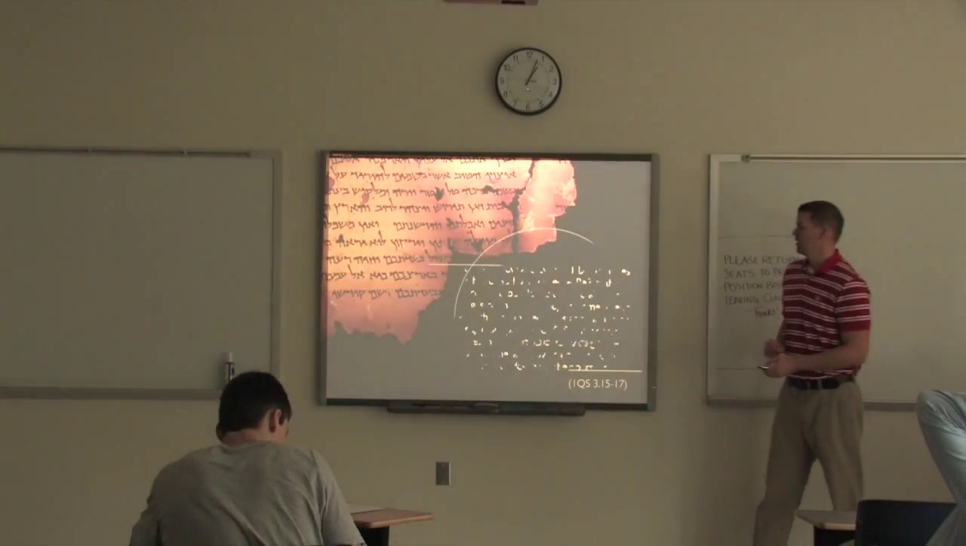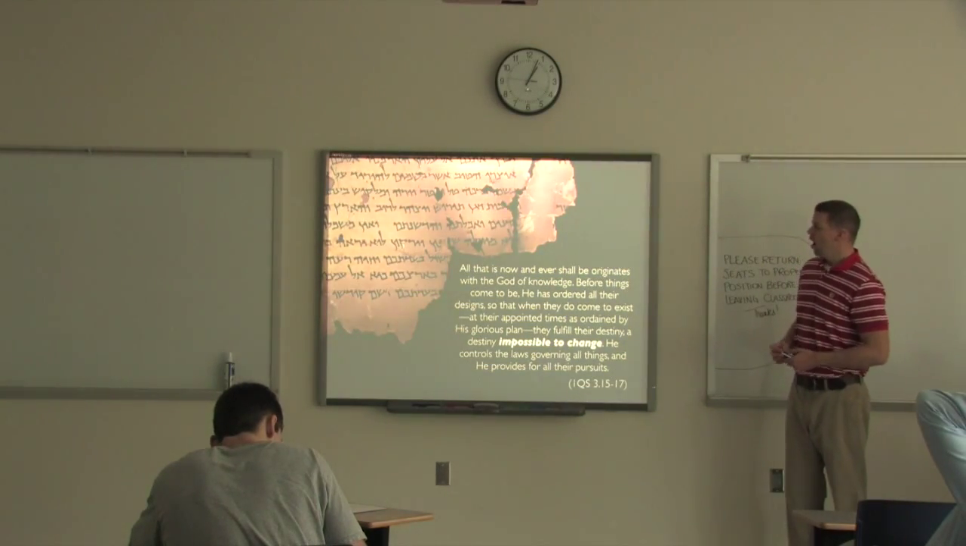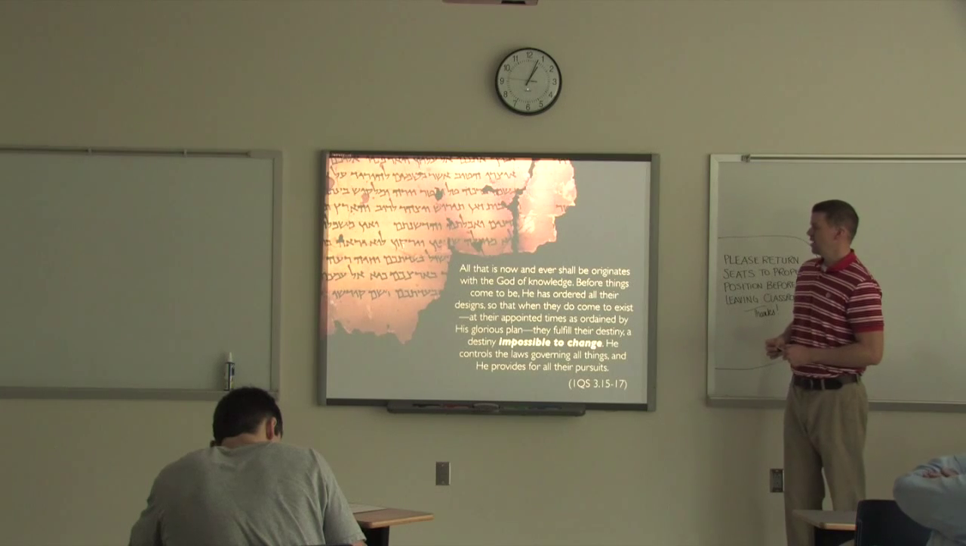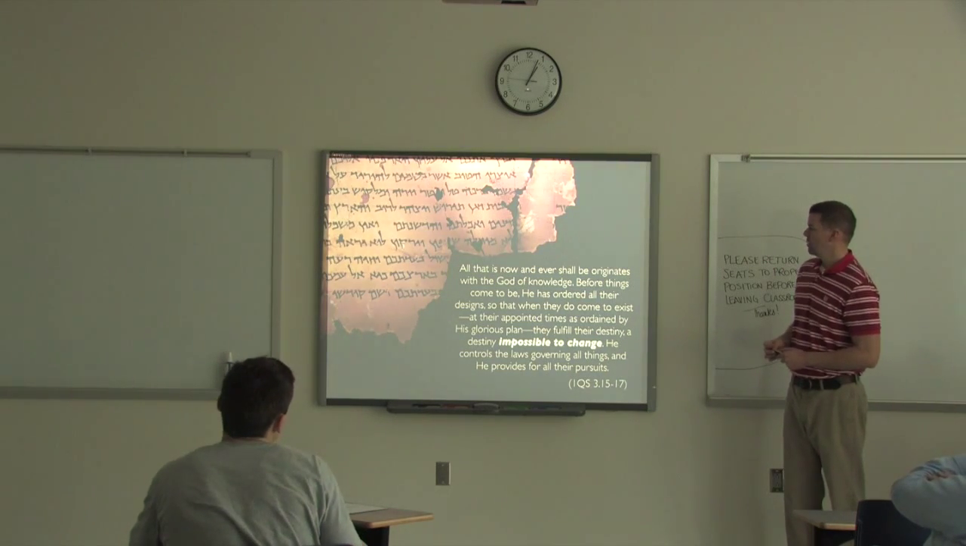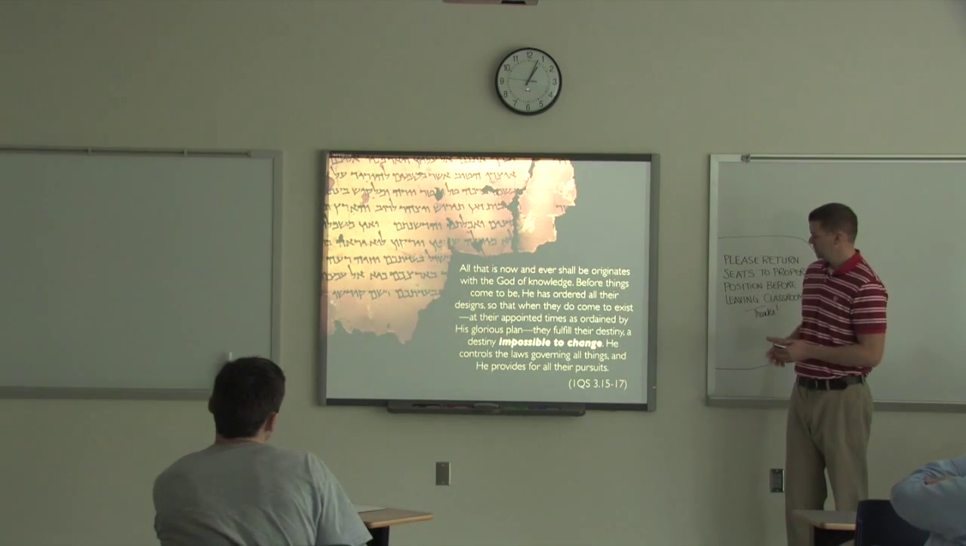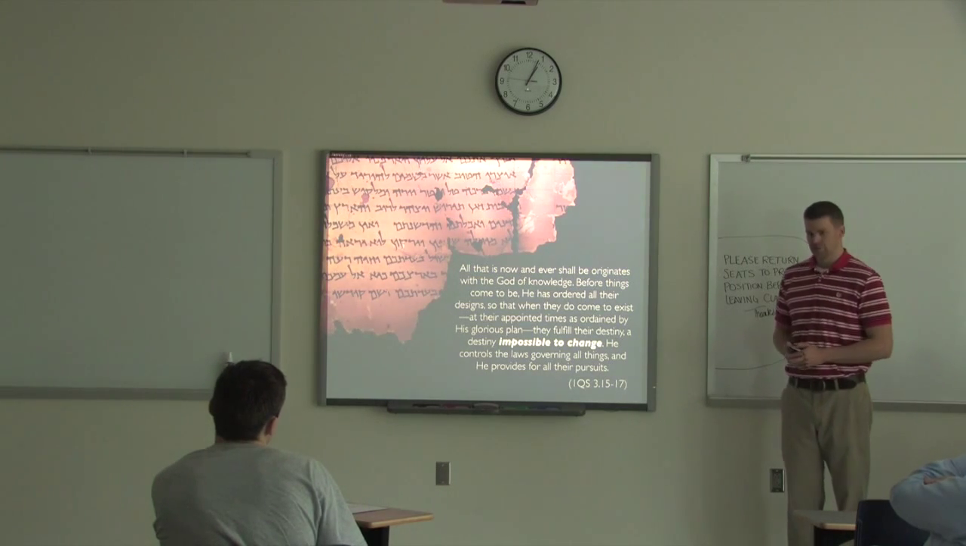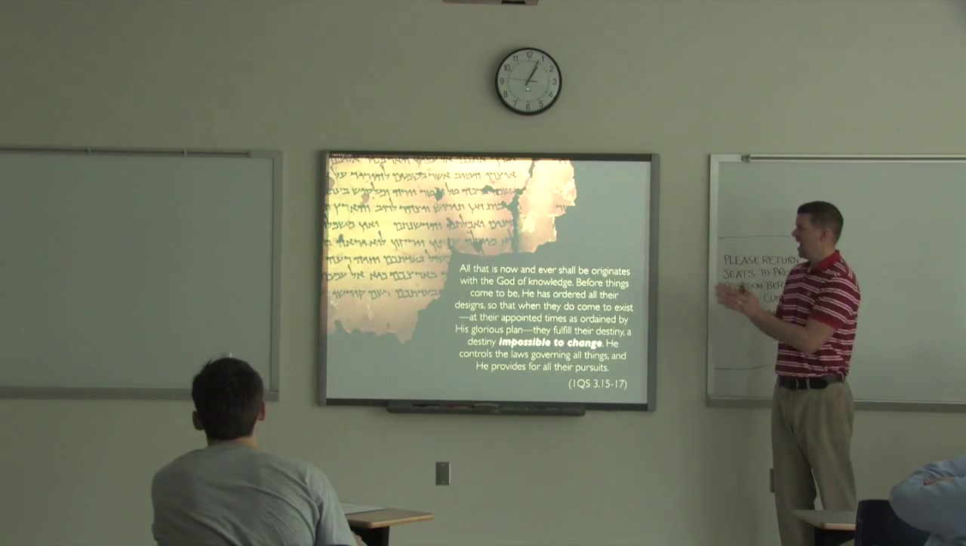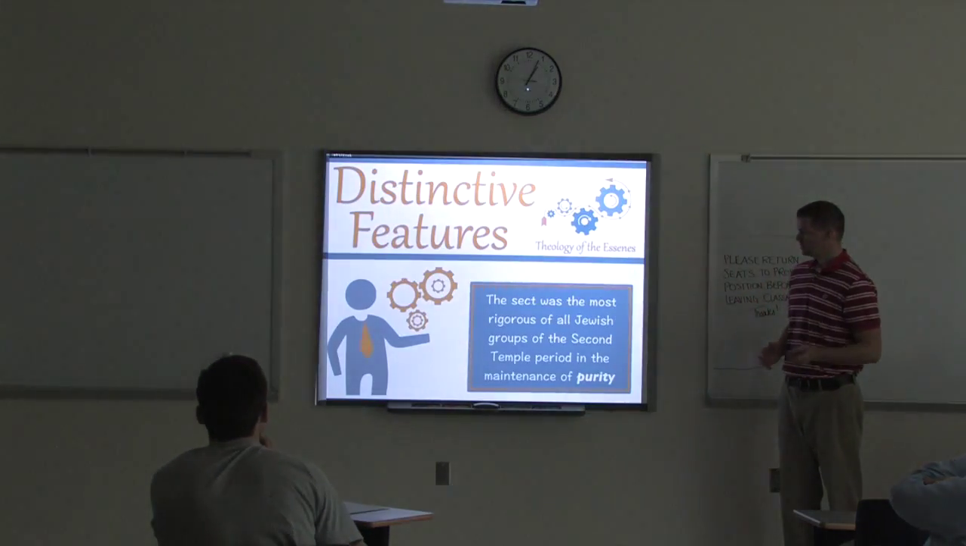Now here's an example of what they mean by that. "All that is now, ever shall be, originates with the God of knowledge. Before things come to be, he has ordered all their designs, so that when they do come to exist, at their appointed times, as ordained by God, they fulfill their destiny, a destiny that's impossible to change." It's very interesting. So everything is fixed. It's going to happen exactly like God wants it to.